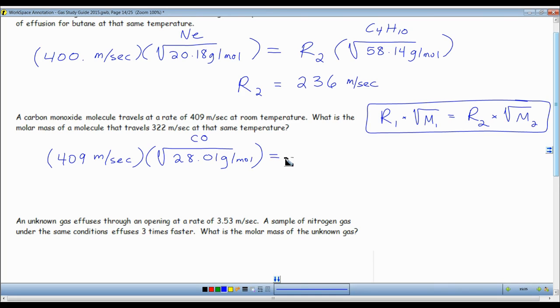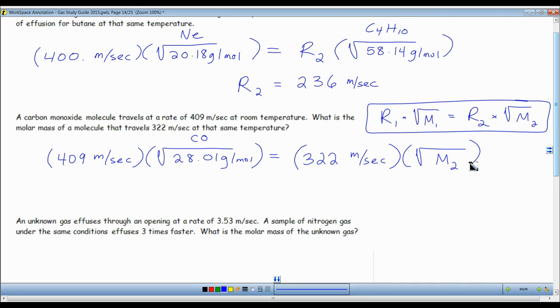This time I know the rate of the second particle. So the second particle travels 322 meters per second under the same conditions, but never do they tell me the identity of the particle. And so the best we can do is to solve for its mass, which is going to be square root of the mass, square root of m2.